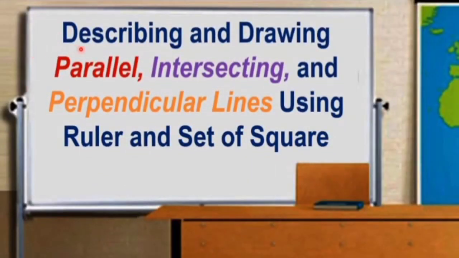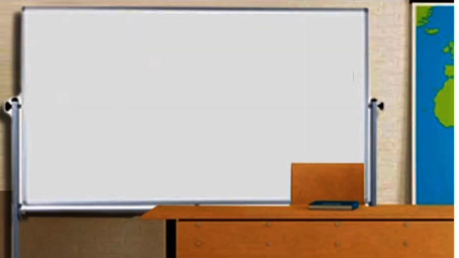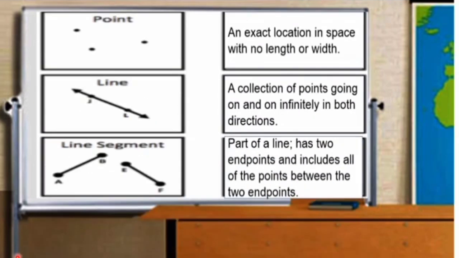For today, I'm going to discuss describing and drawing parallel, intersecting, and perpendicular lines using ruler and set of square. Before we start on our discussion, let's have a review first on these three terms.